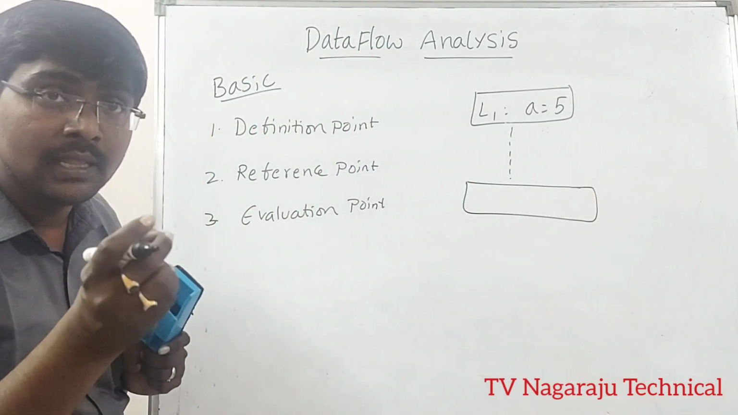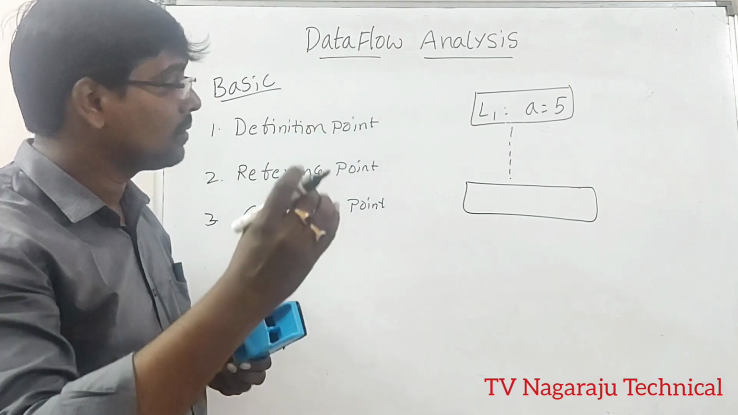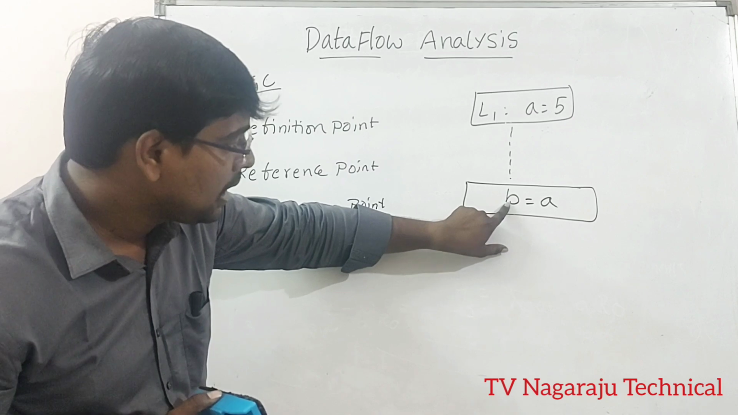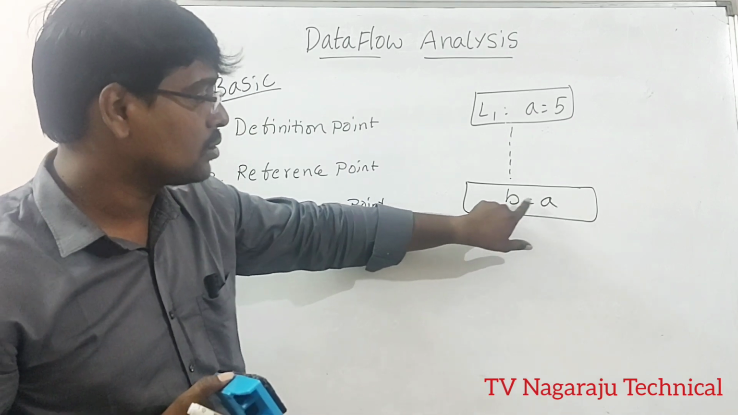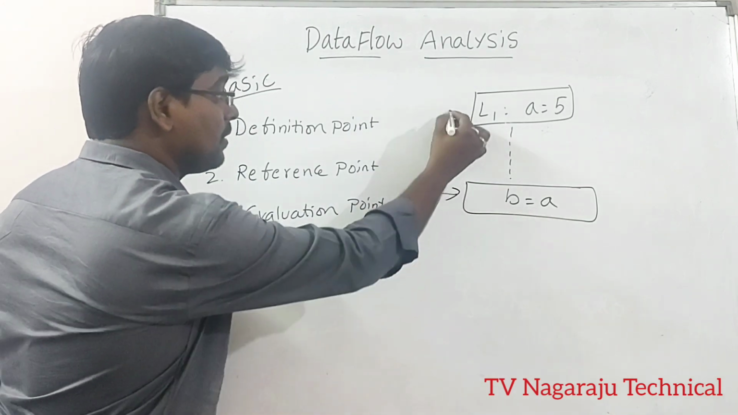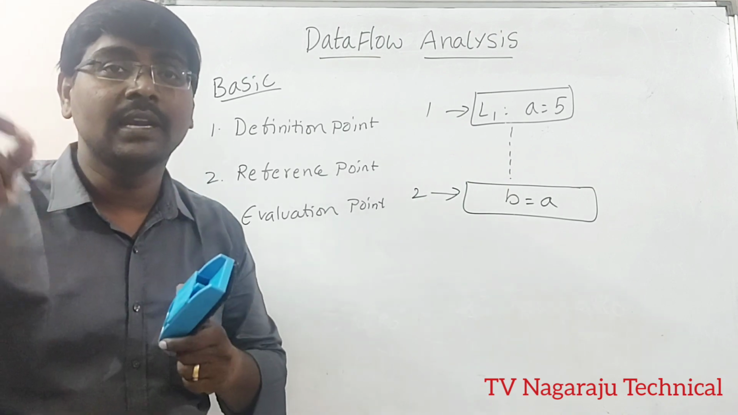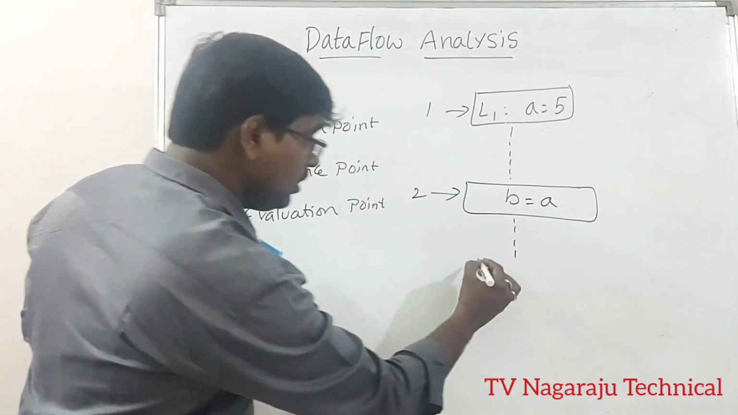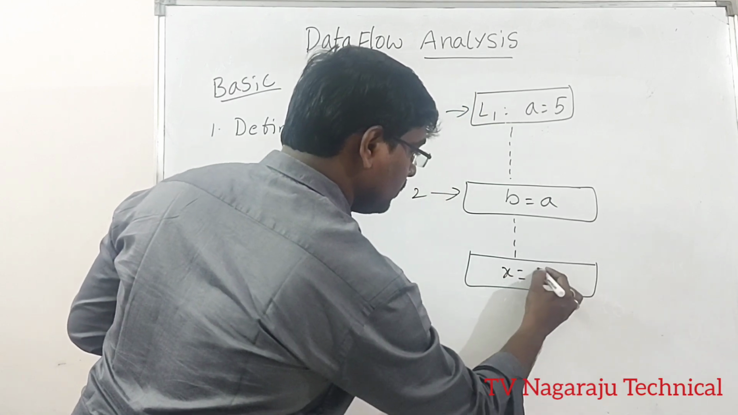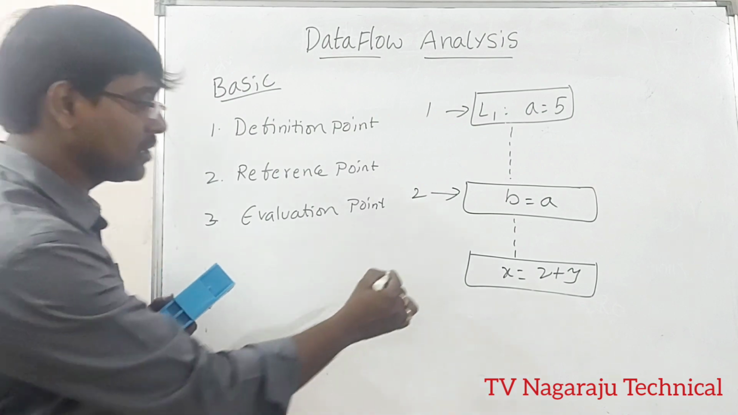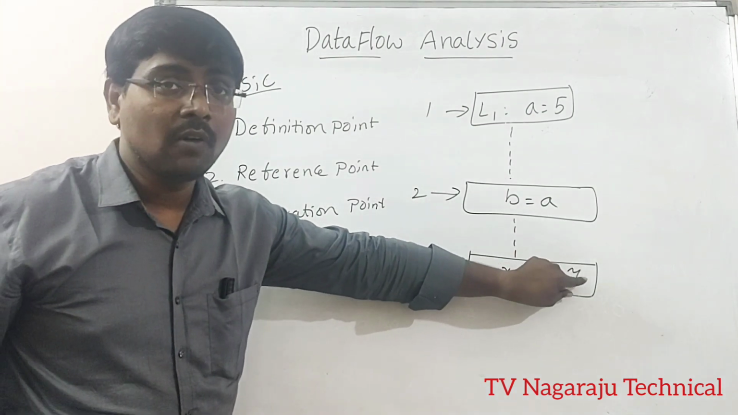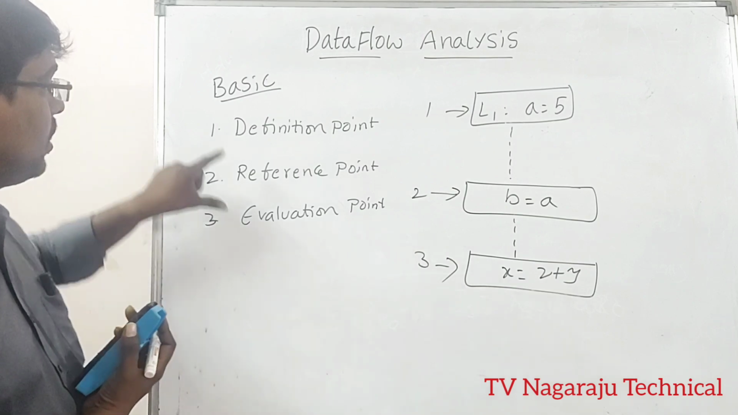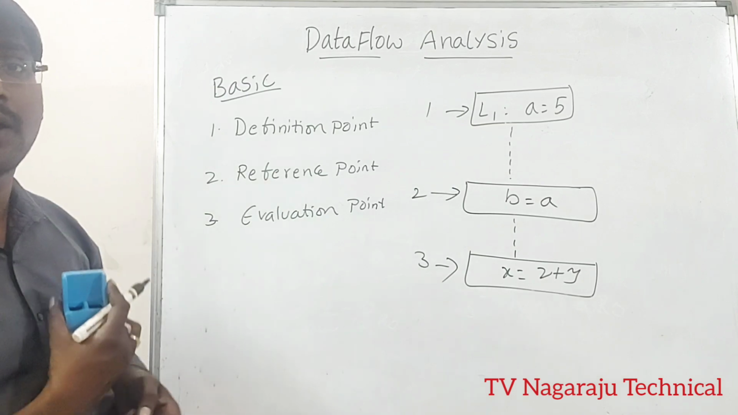Reference point is a point in the program where we are referring to some data. See this one, b is equal to a. Now b also refers to the same variable a, and this is called the reference point. And evaluation point means the point in the program where we are evaluating some expression. That is called the evaluation point. These are the 3 points that are used in data flow analysis.